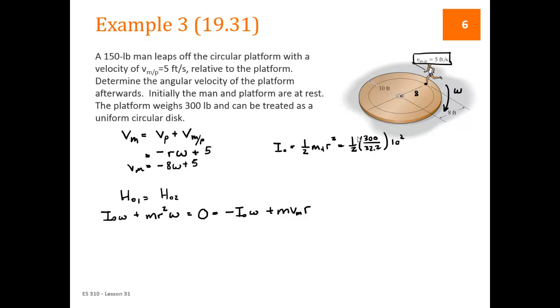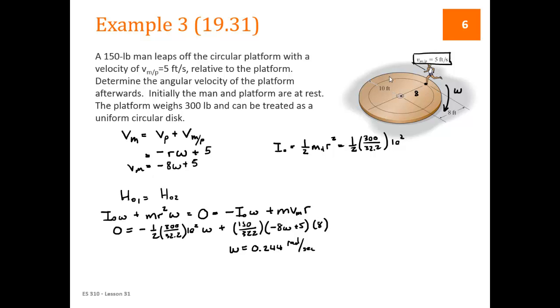Alright, so now if we plug some numbers in, we have this side of the equation is equal to 0, and then we have negative 1/2 of 300 over 32.2 times 10 squared times omega, which is what we're trying to find, plus the mass of the man, which is 150 over 32.2, times the velocity of the man, which is negative 8 omega plus 5, times the radius of where the man is, which is 8. So we have one equation with the only unknown being omega, so we can solve for that, and we will get an omega equal to 0.244 radians per second.